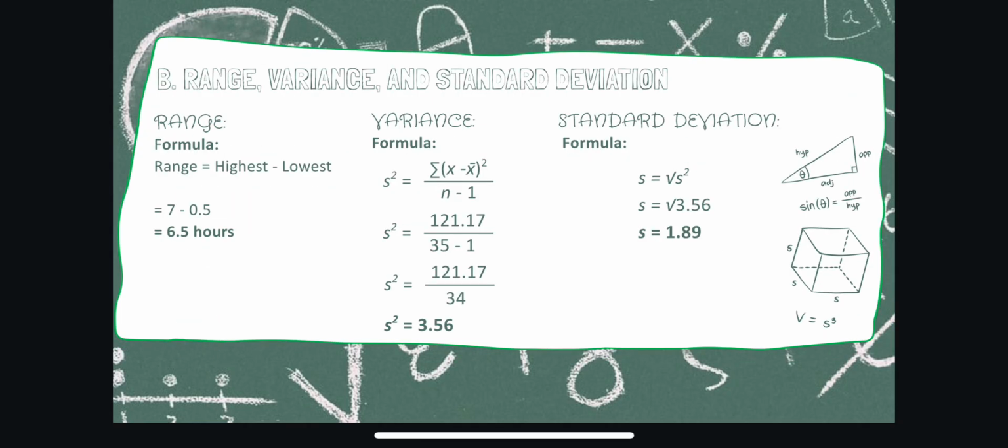For letter B, we computed the measures of variability, which are the range, variance, and standard deviation, to determine how spread out the students' social media usage times are from one another.